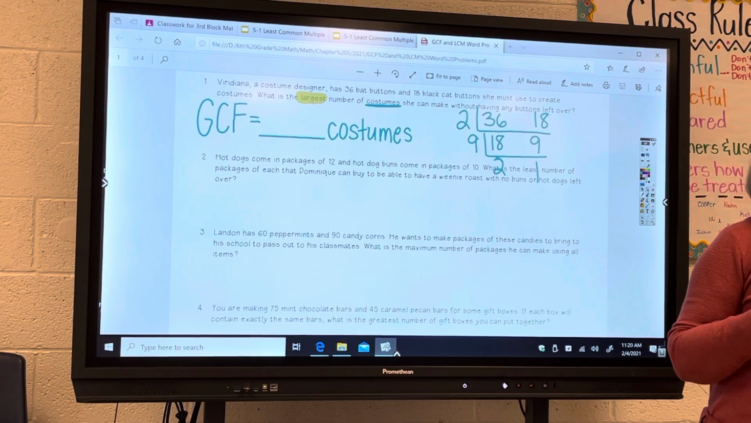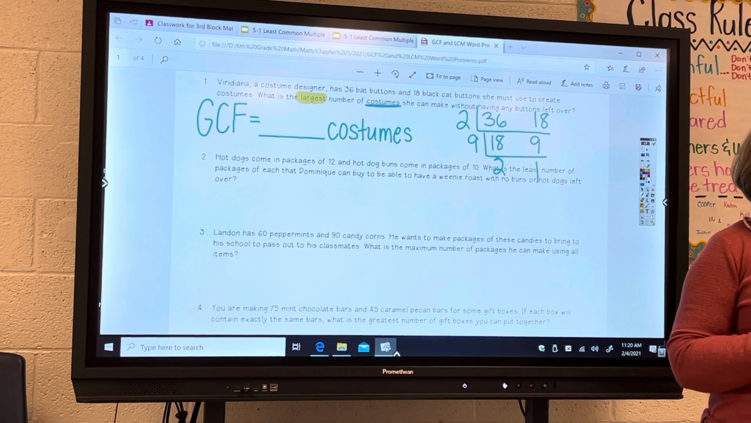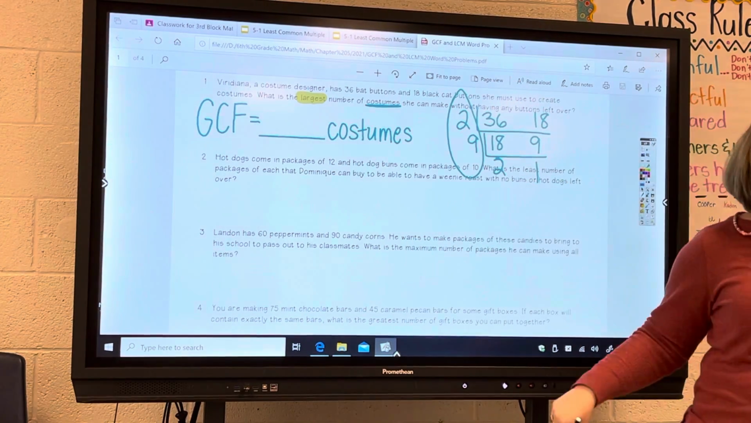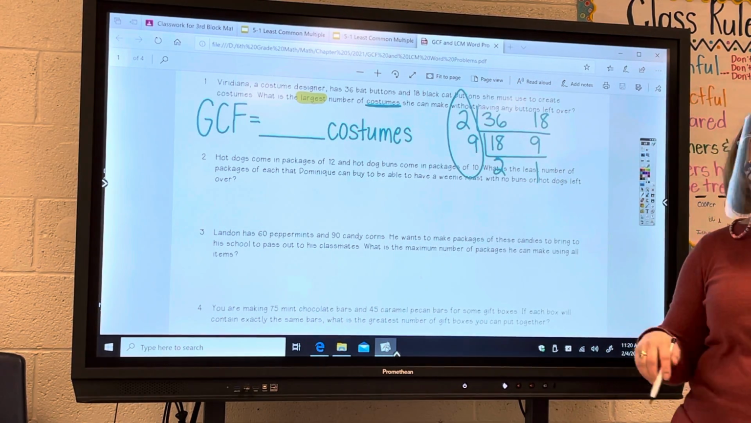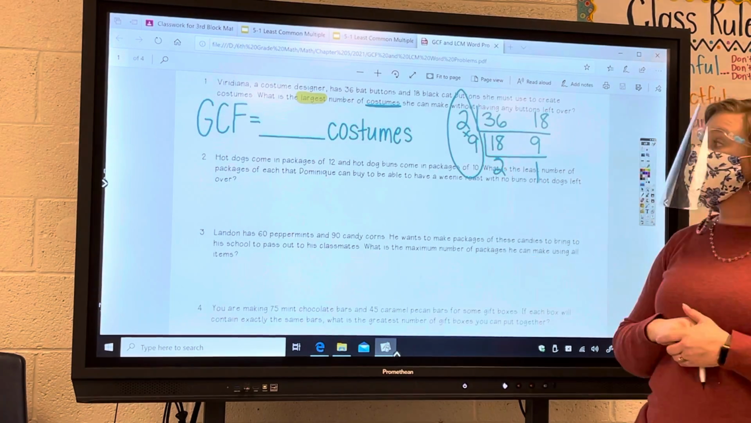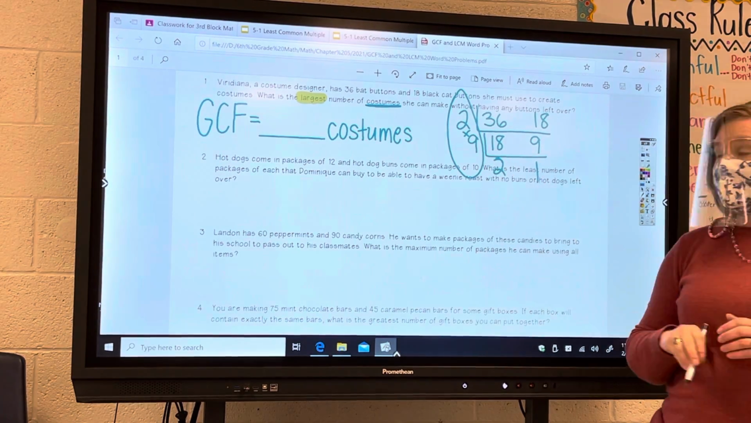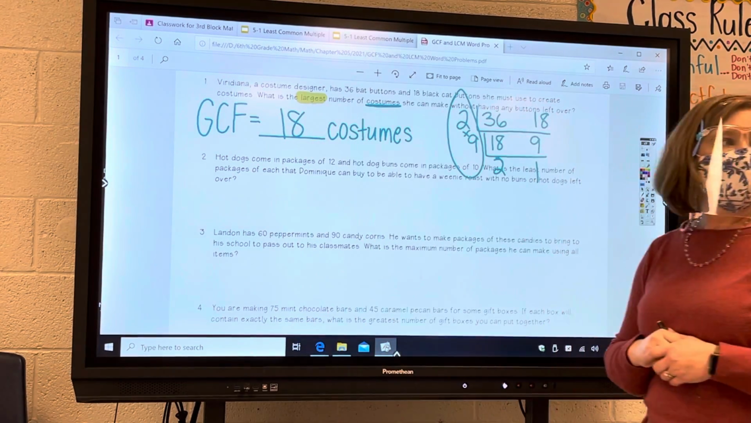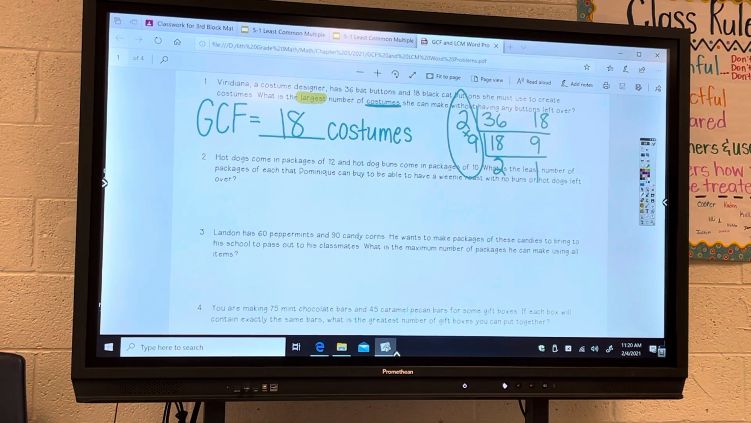When we find the GCF, what do we circle? The 2, 9, 2. We're not making an L, okay? It's just the 2 on the left. So, 2 times 9 is? 18. So, Verdiana can make what? 18. 18 costumes.